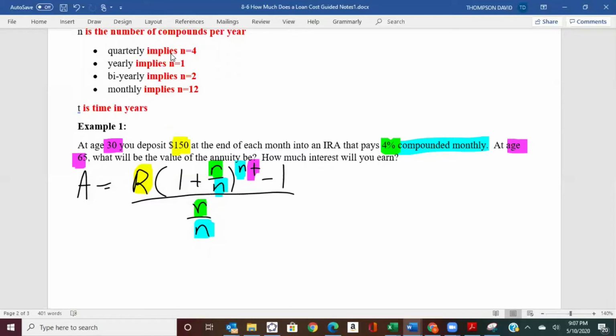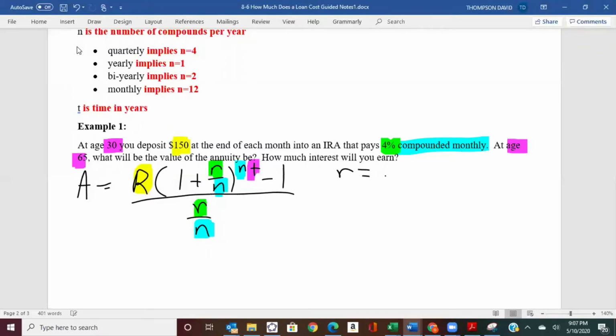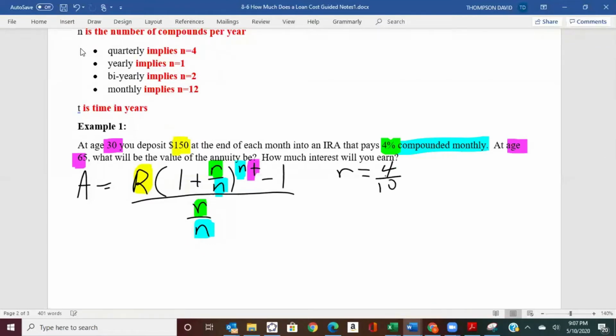First, we need to figure out what the value of R is. That's going to be 4 divided by 100, which is just 0.04. To get my T, that's just going to be 65 minus 30, which is going to be 35. Here, I just plug everything in. So it's going to be 150.